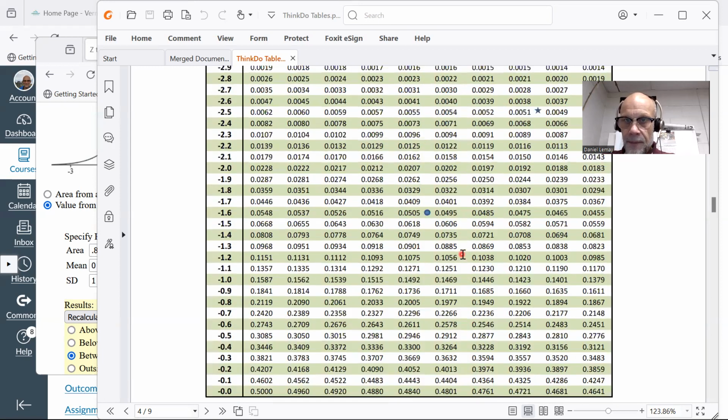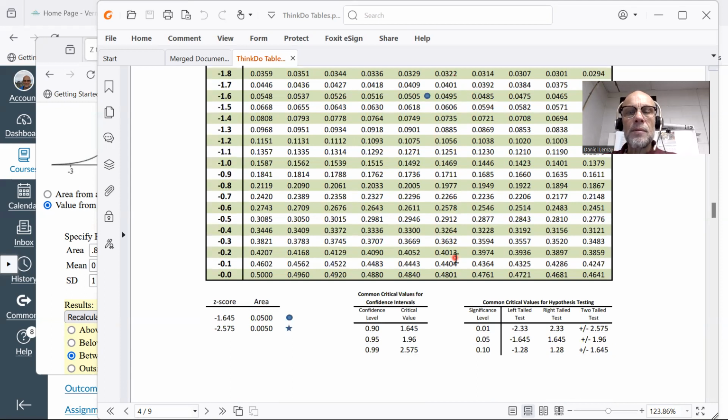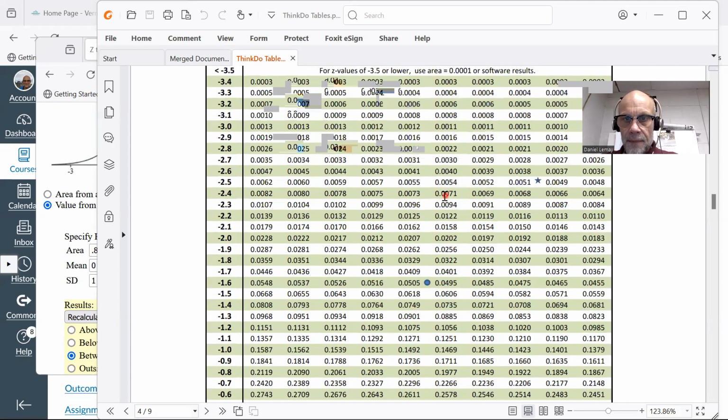And then do they have the other one starred? Do they have, let's see, it would be 1.645 we did. Negative 1.6 I think catches it perfectly for the 95%.